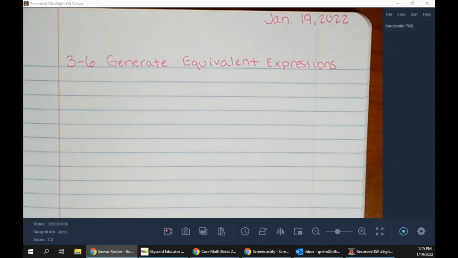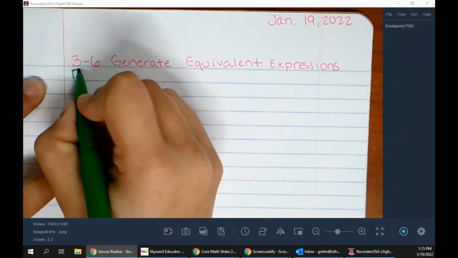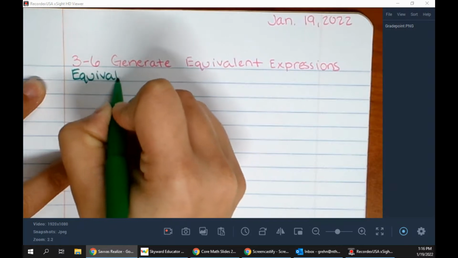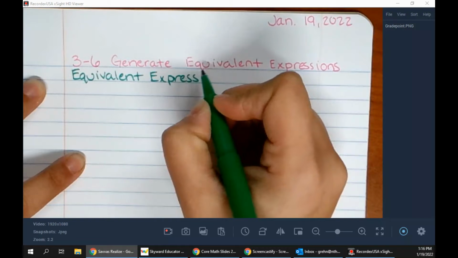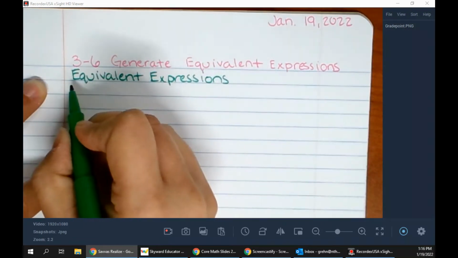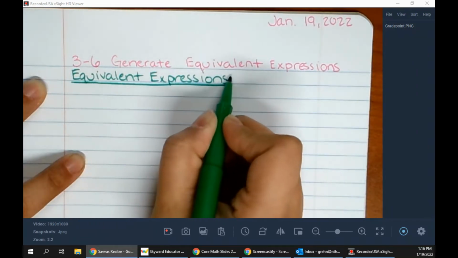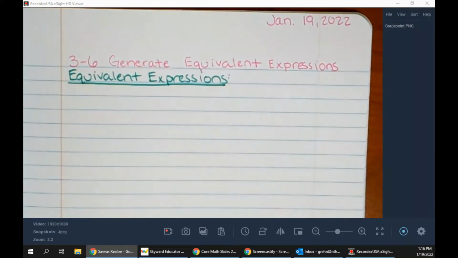We've talked about expressions, both numerical and algebraic expressions, and basically we're talking about expressions or phrases that have numbers and operations, and if it's an algebraic expression, it also has variables. So equivalent expressions, they're kind of what you would expect when you see the word equivalent. They're going to be expressions that have the same value when solved, but they look different.